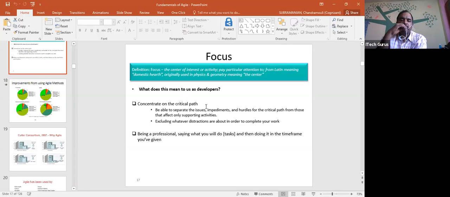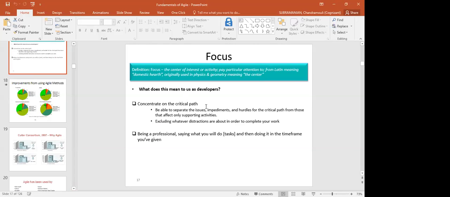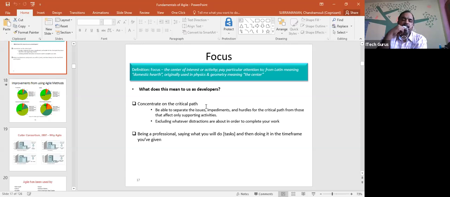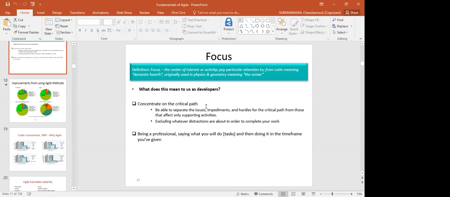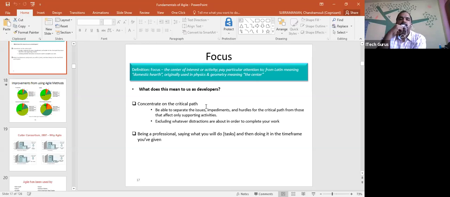What is impediment? Obstruction. Okay, any example? Any example of that? Remove the obstructions between the teams. Any example?